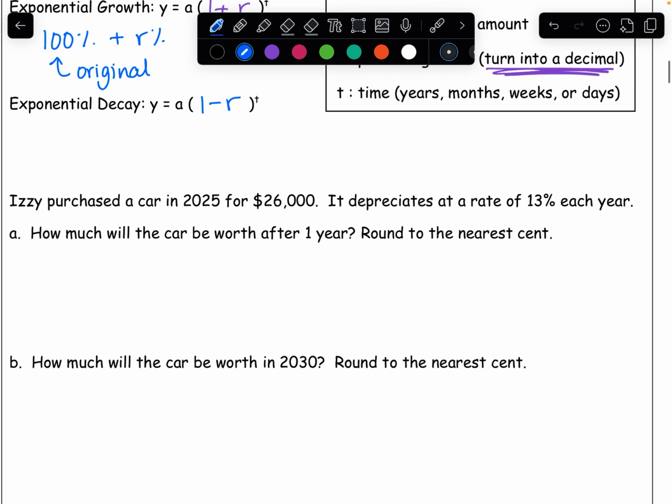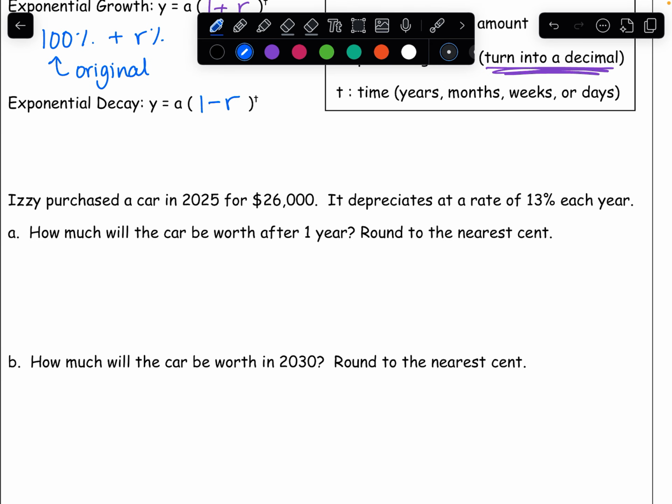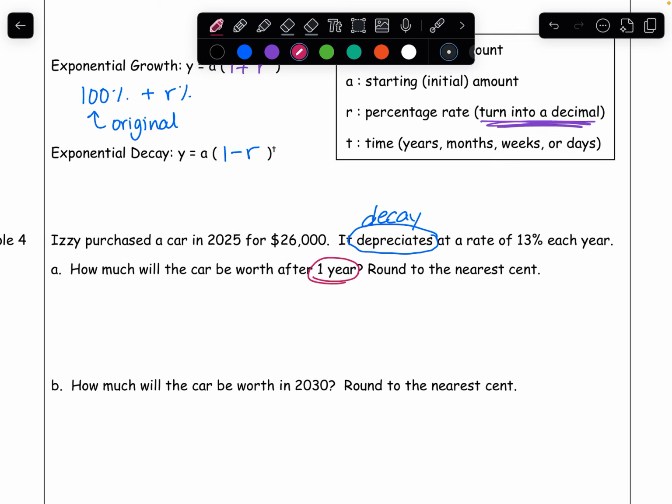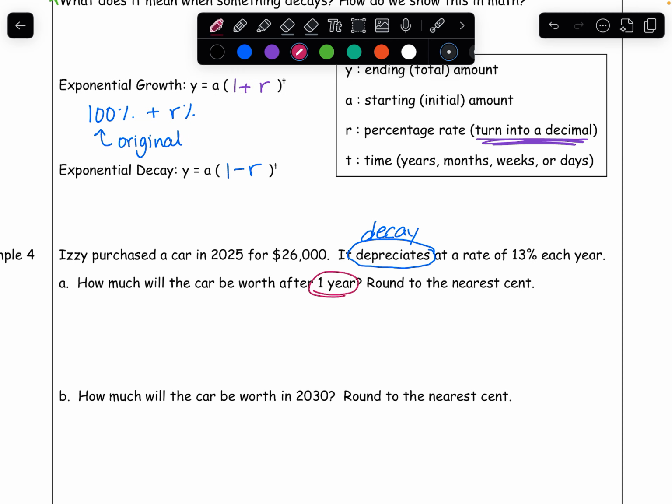So for example 4, Izzy purchased a car in 2025 for $26,000. It depreciates, this word means decay. It goes down in value at a rate of 13% each year. How much will the car be worth after 1 year? And it says round to the nearest cent. This is 2 decimal places if you don't know.